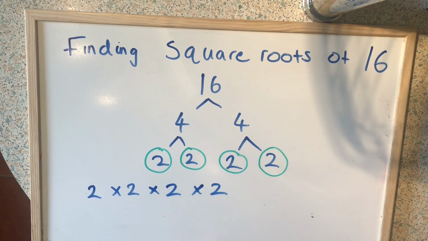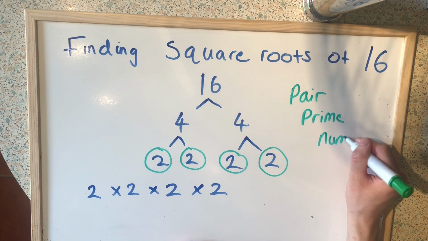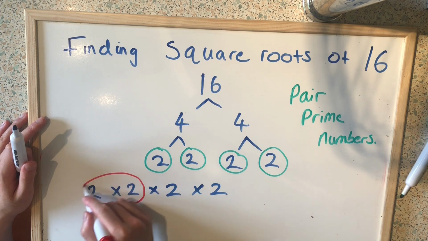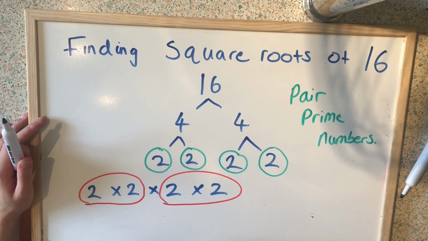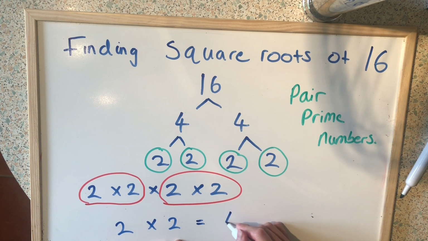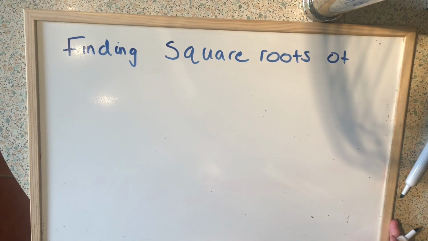And now we want to pair these prime numbers up. So let's pair these two and pair these two. Take one number from each pair. So take one from here, that's 2. Take one from here, and that's 2. So 2 times 2 gives us 4. And 4 is our square root of 16. And that's our answer. Okay, just one more example.